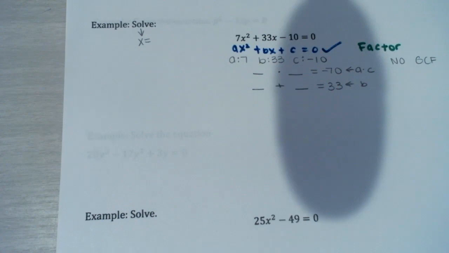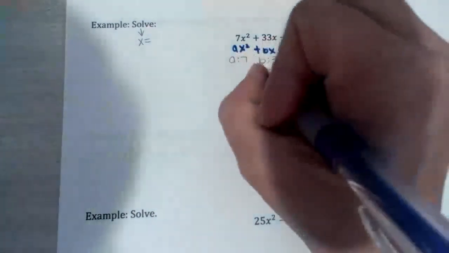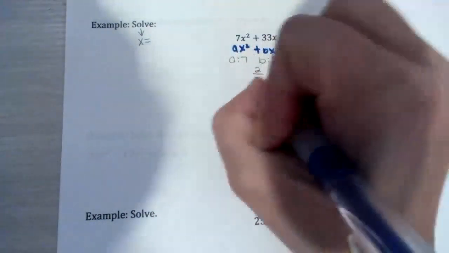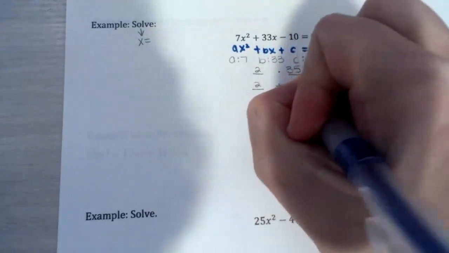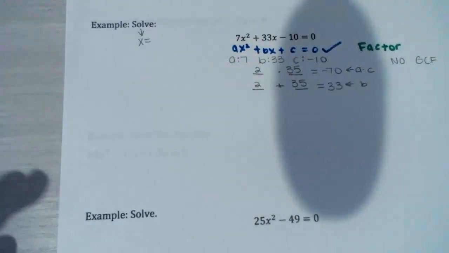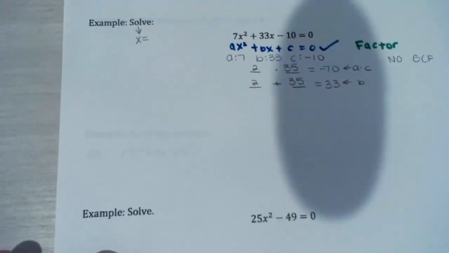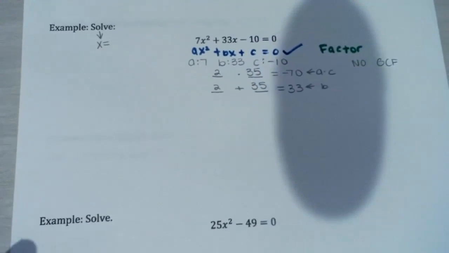2 and 35 is what I'm thinking. So if we do 2 and 35, and that might take you a minute to find that. Just because I found it so fast, I do these problems every day, all day. So it just takes practice of trying to figure out what goes into the blanks.